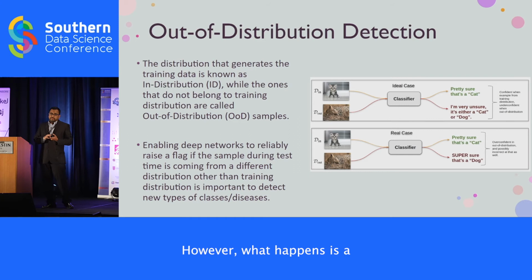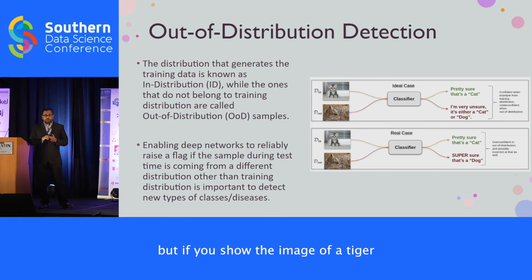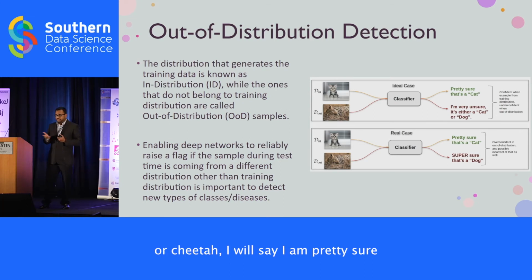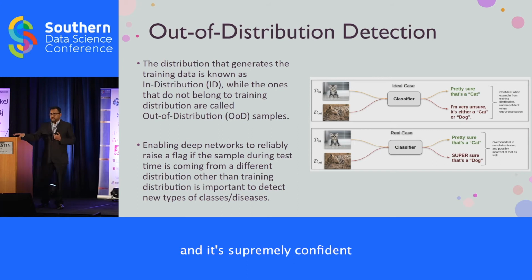However, what happens is a classifier can pretty confidently tell you that this image is of a cat, but if you show the image of a tiger or cheetah, it will say, I'm pretty sure it's a dog. So it's wrong in the first place, and it's supremely confident about its prediction. That's an issue which we want to address.